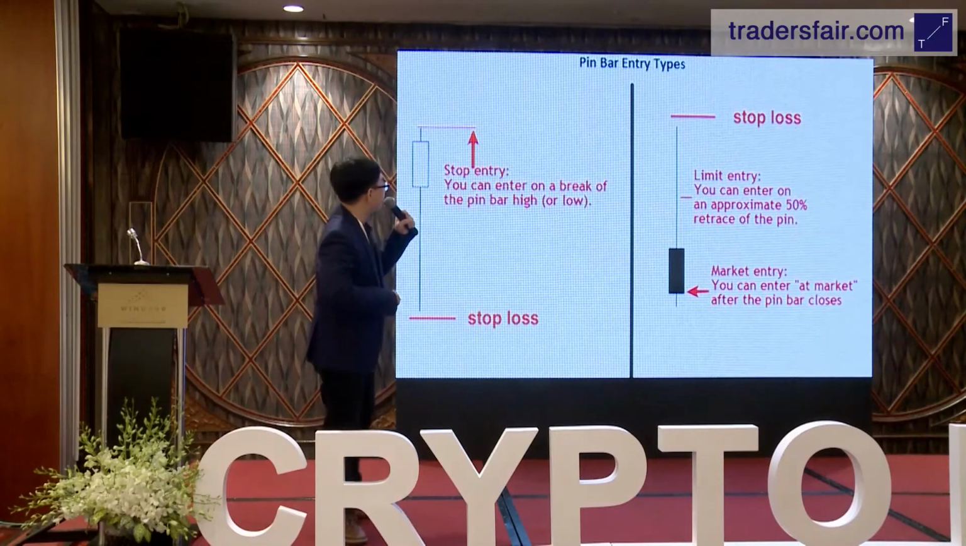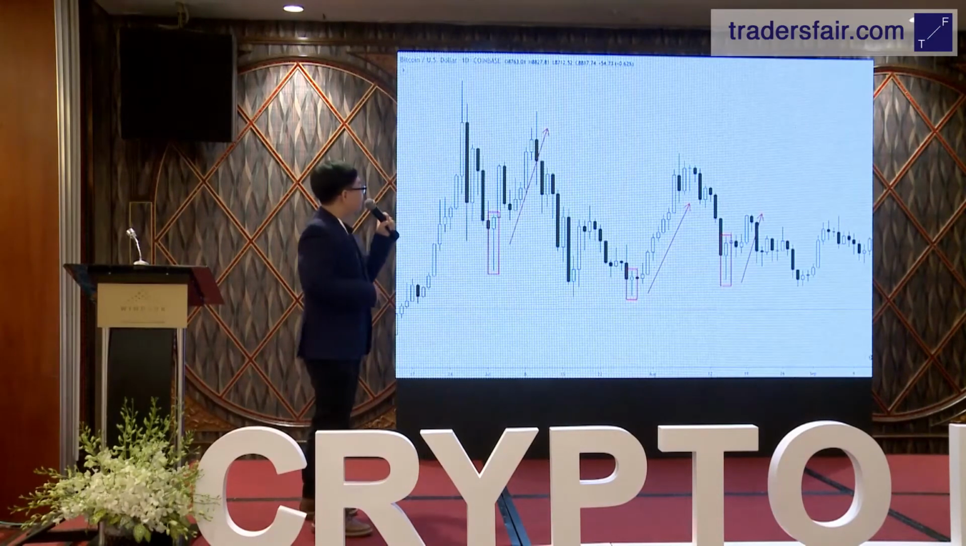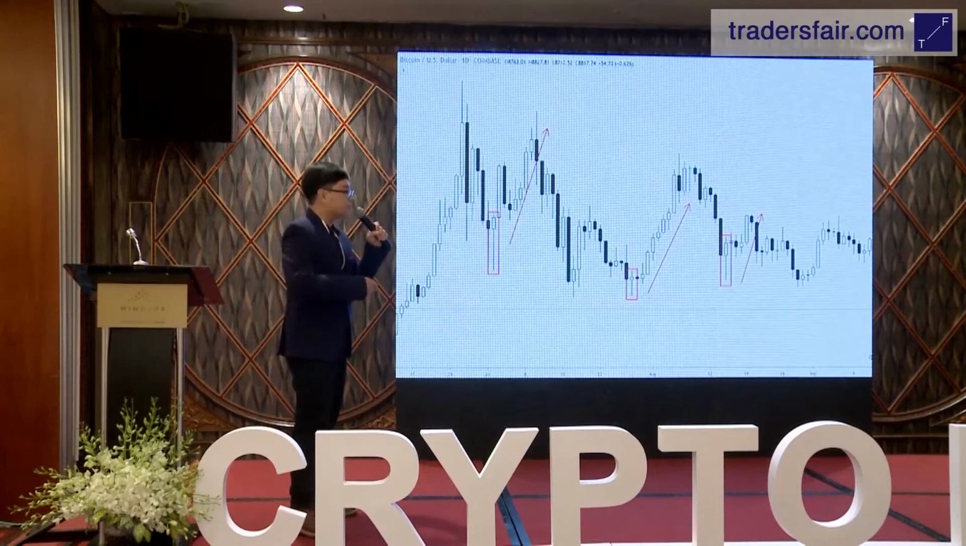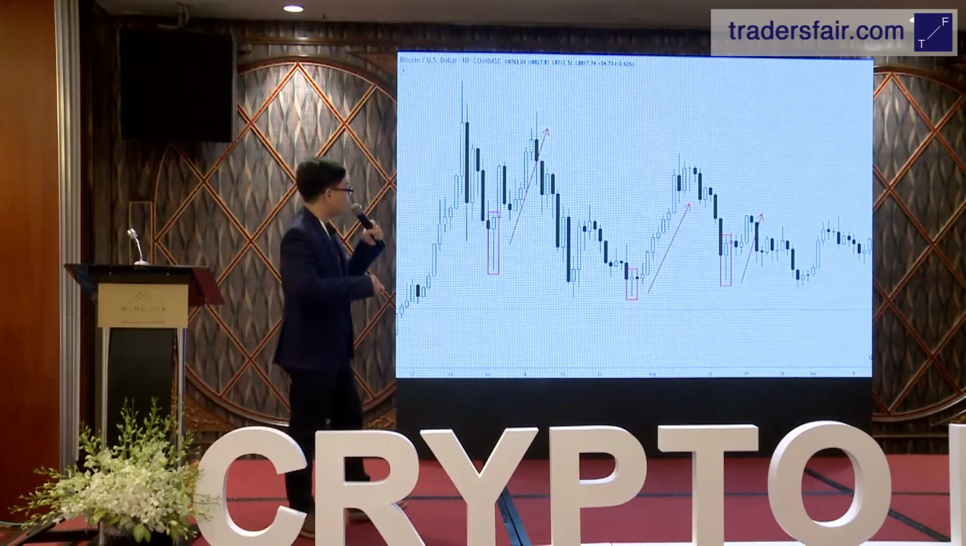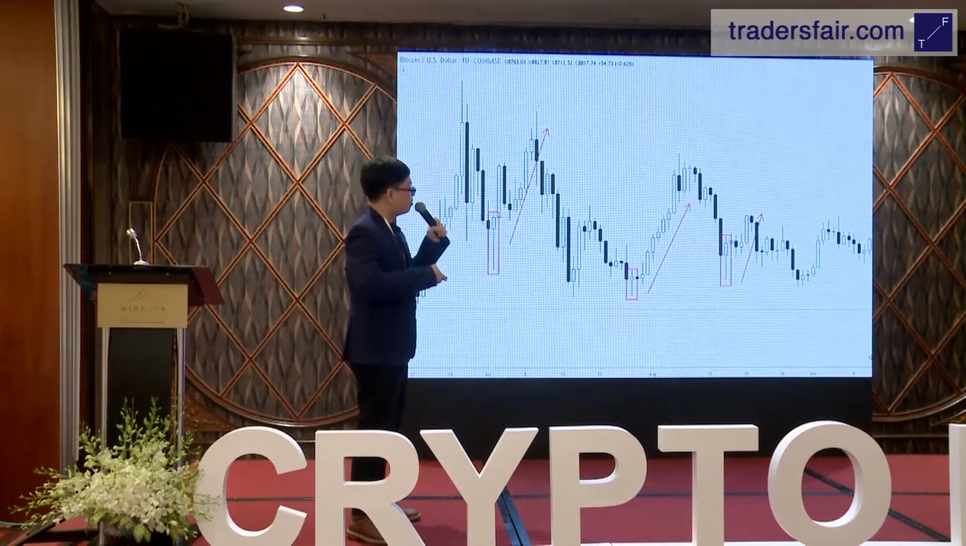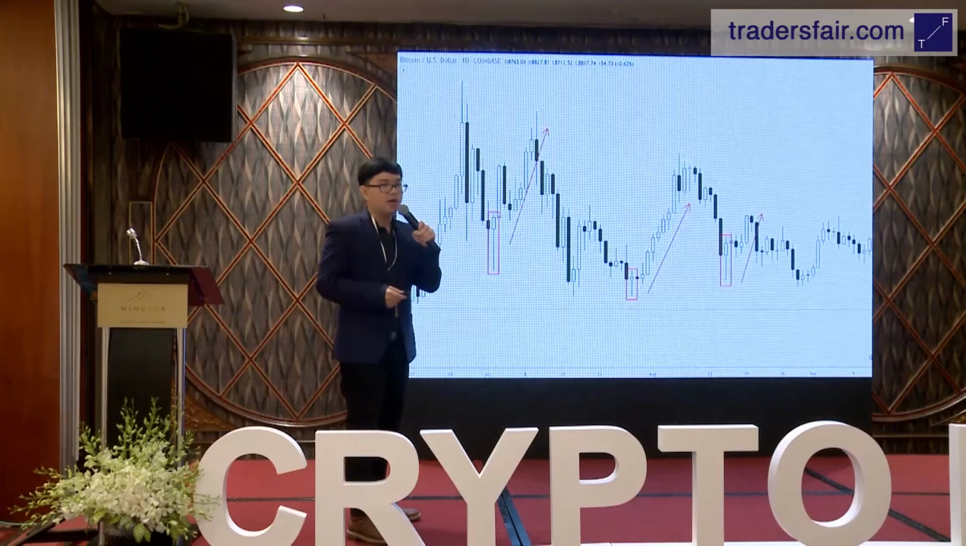Let's see some examples of pin bars on the Bitcoin chart. Very beautiful, strong upward movements after the pin bar here. You see that? This pin bar in the middle is a little bit small, but it is also strong enough to create a strong upward movement. This one is not strong enough, but it also shows a little bit of buying pressure.